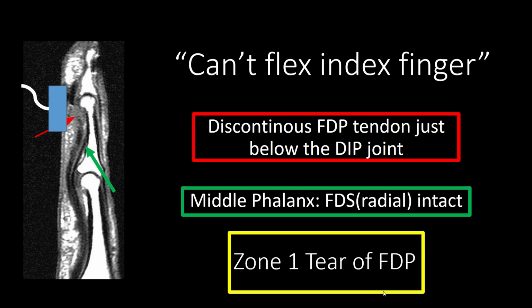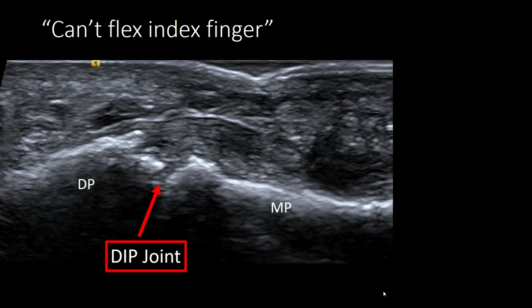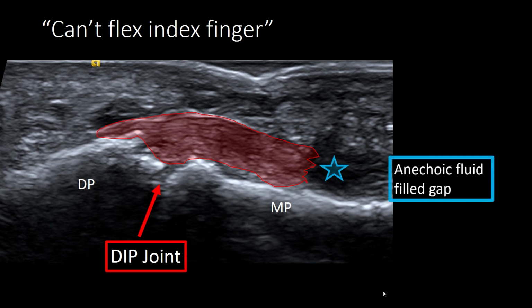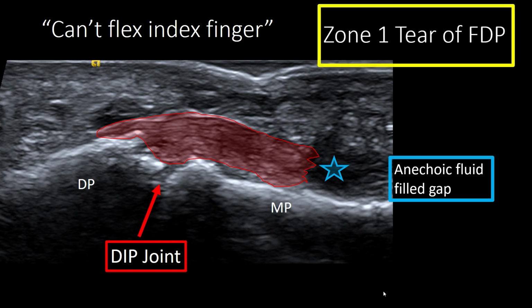If you took an ultrasound transducer here and traveled and looked at the rest of the digit, you can see this really clear and zoomed in. You can see the DIP joint there. You can see the FDP insertion on the distal phalanx is normal, but just distal to the DIP joint, you can see an anechoic fluid gap and no tendon fibers. So this is, again, the same patient. This is a complete tear of the FDP in Zone 1.